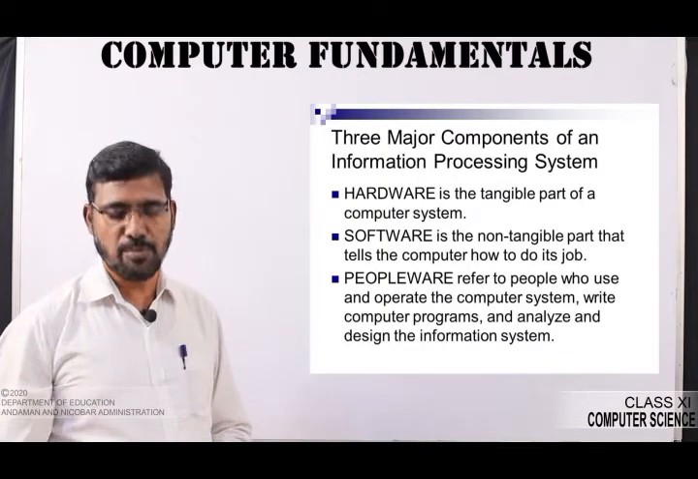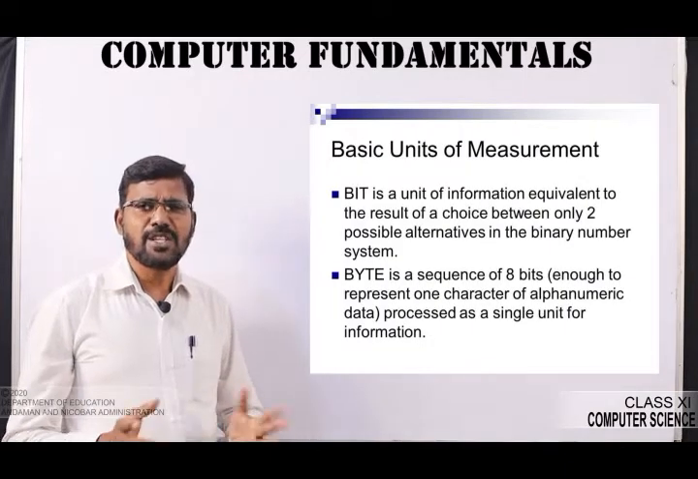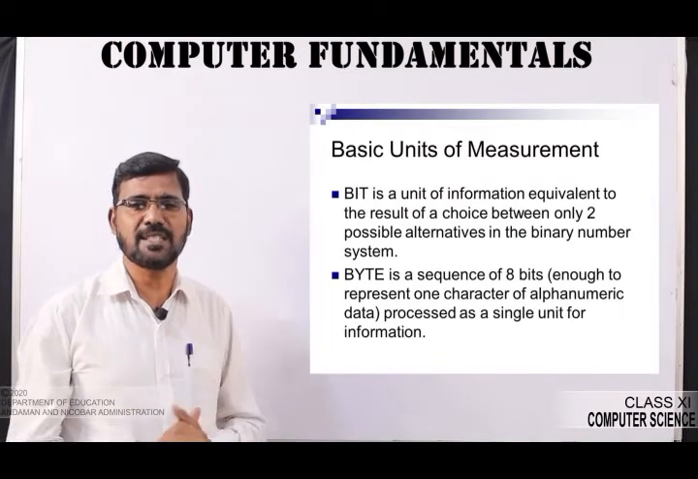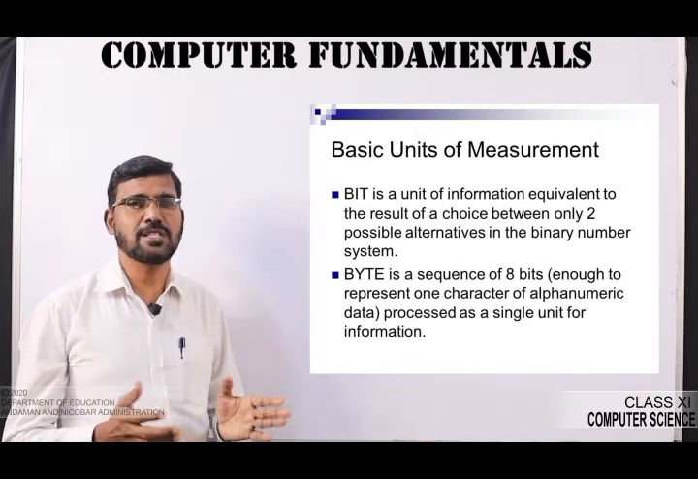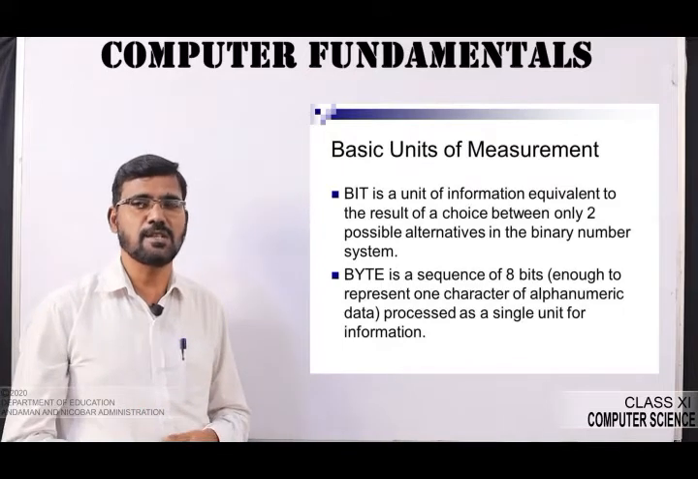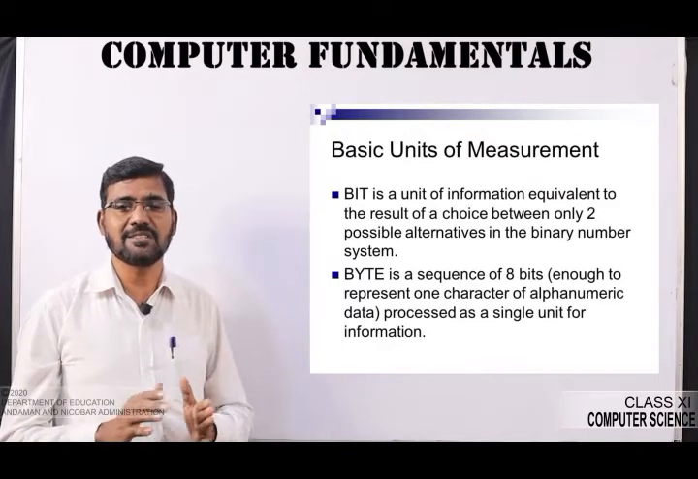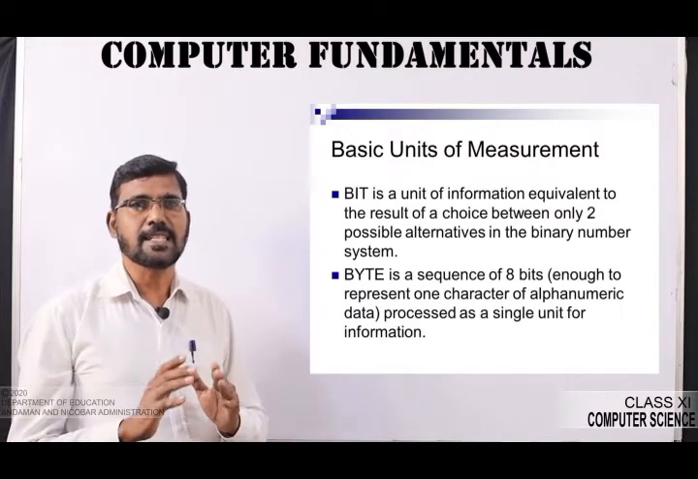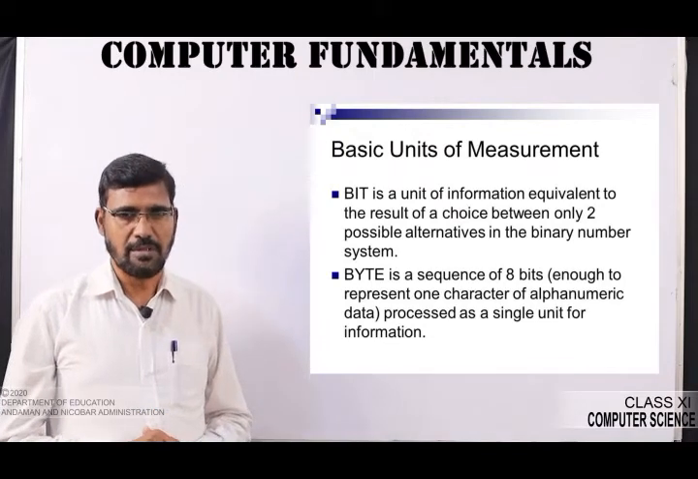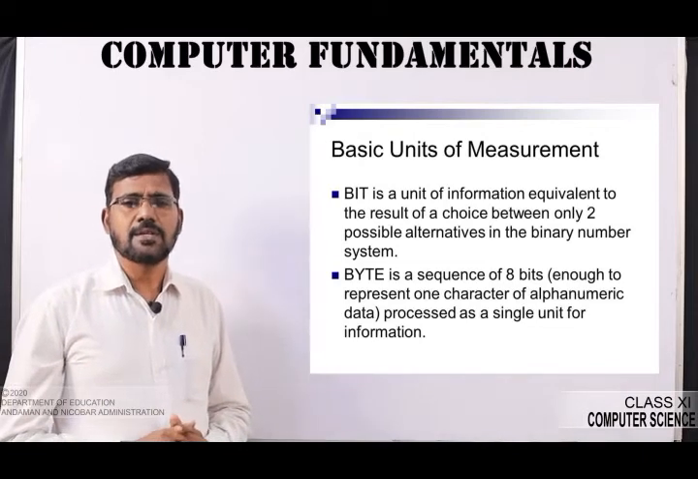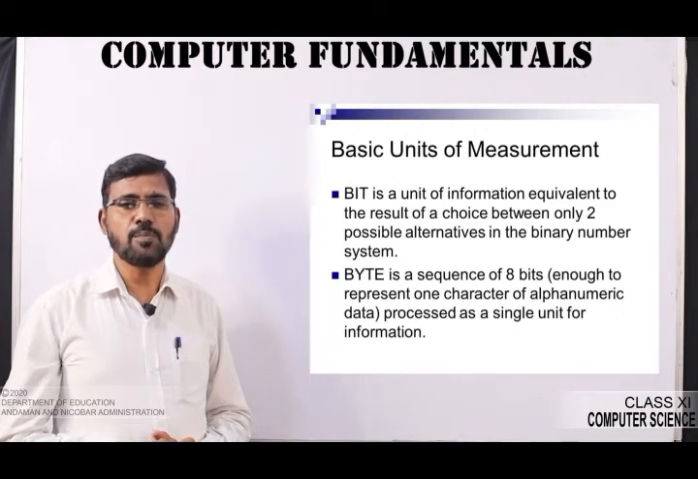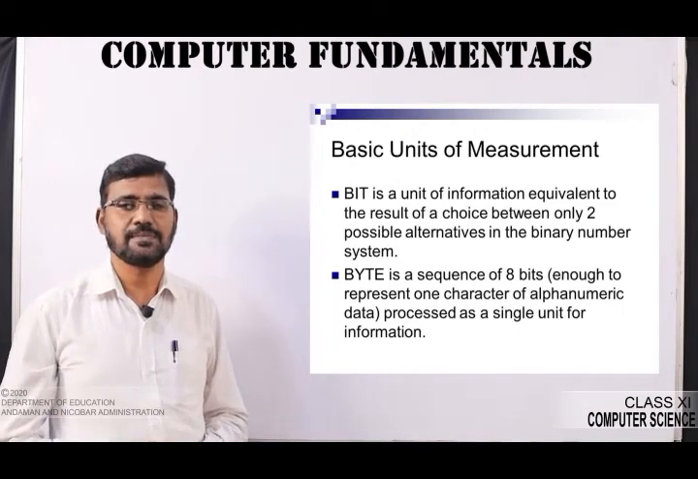So, the computer is processing everything, but what unit can it be measured in? The basic unit of measurement matters when, suppose, your storage does not have sufficient space, your pen drive or your cell phone does not have sufficient space. The capacity of storage devices is limited. So, a bit is the unit of information equivalent to the result of a choice between only two possible alternatives in the binary number system.